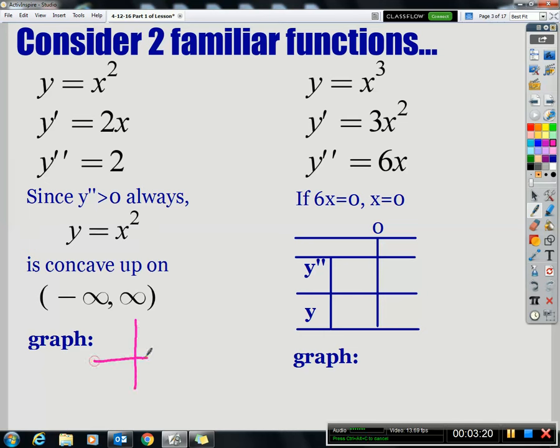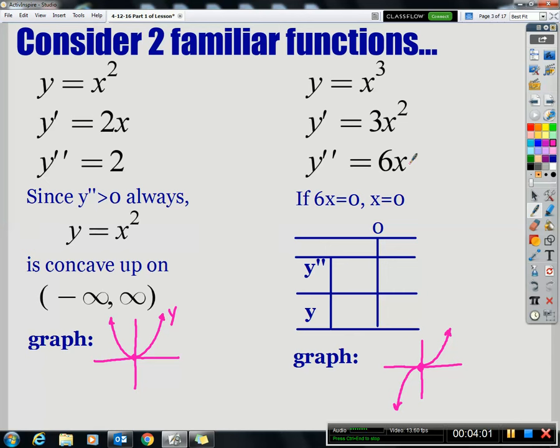Well, if you graph what you already know about y equals x squared, I can see that sure enough it's a function that is always concave up. So it fits what you already know. Now we know that y equals x cubed, for instance, is centered at the origin and it has this cubic shape. So if you match what you already have as a picture to the algebra, I take y equals x cubed. The first derivative, y prime, is 3x squared. The second derivative, y double prime, is 6x.